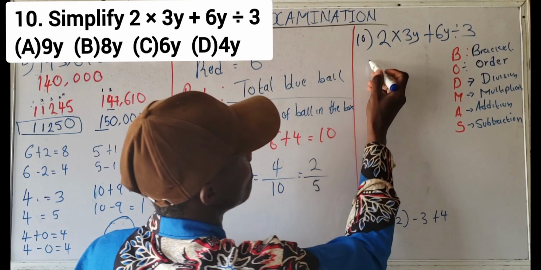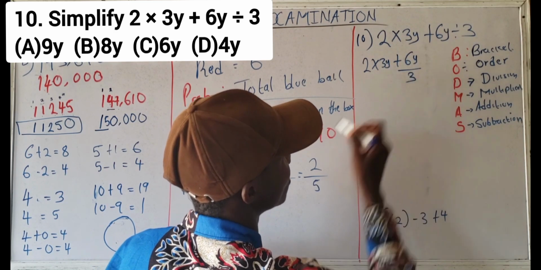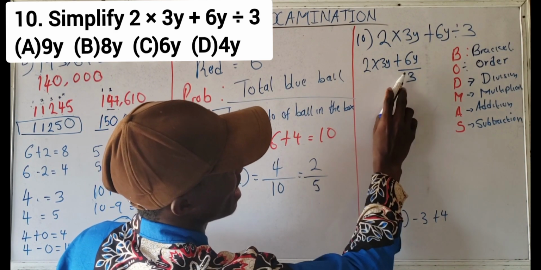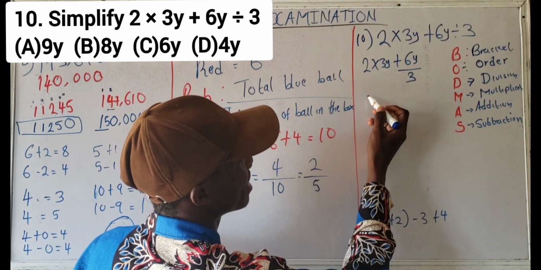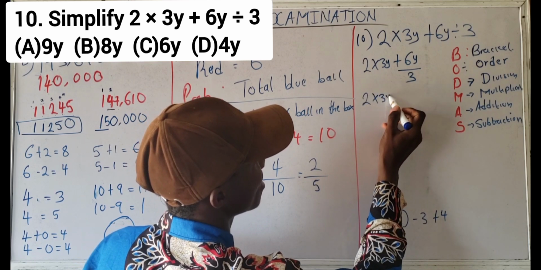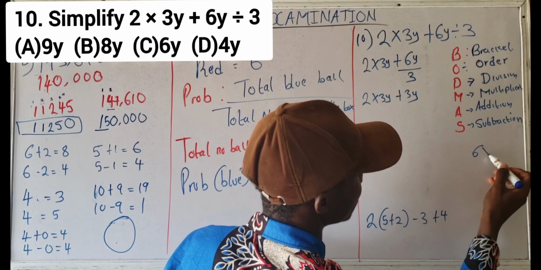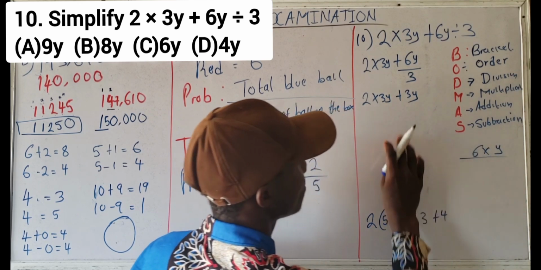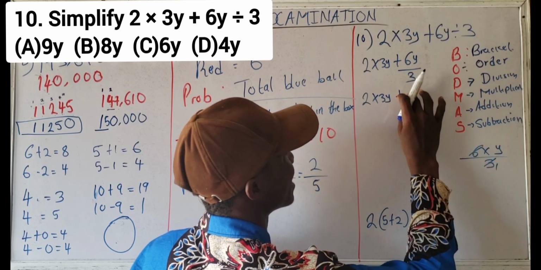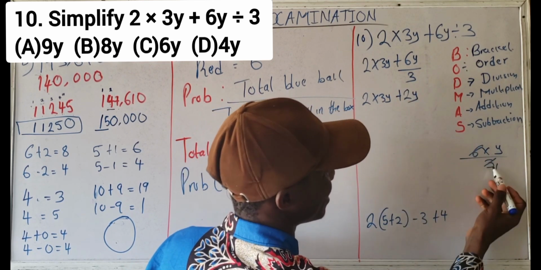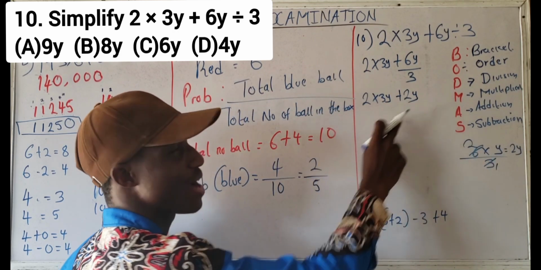Now let us do it. We have 2 times 3y plus 6y all over 3. This division sign that you see here is what I changed to this. So 6y divided by 3. That will be 2 times 3y plus 2y. How do I get 2y? 6y simply means 6 times y, and if you have all over 3, 3 here 1, 3 here 2. That means we are going to have 2y, because 2 times y will be 2y. So that's why I got 2y here.